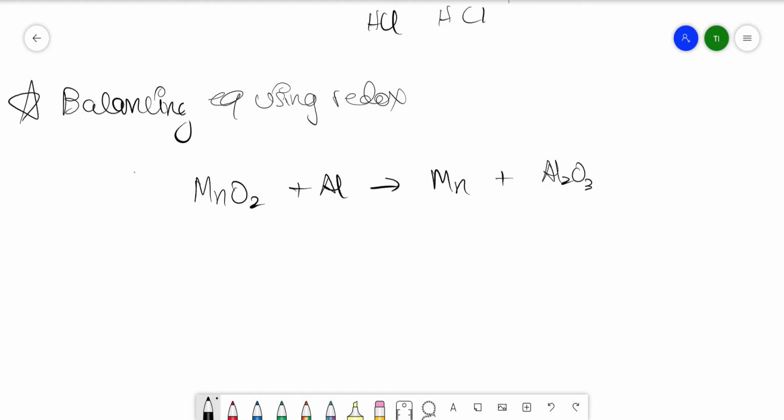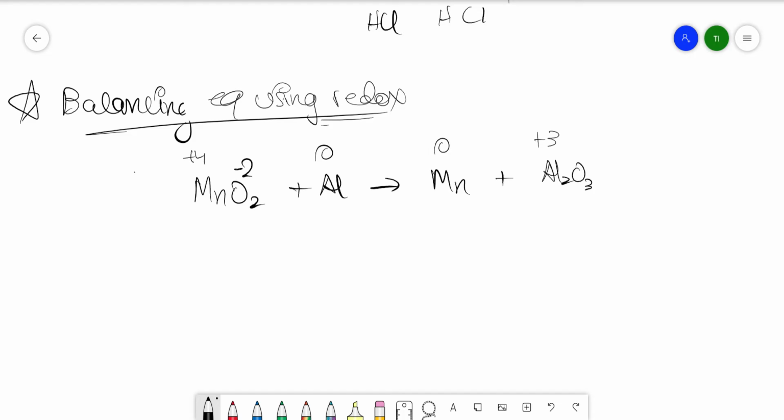So there's a perfect way of doing this, and that is by using redox, finding out the changes in oxidation numbers. So how would you do it? First find out the oxidation numbers of each element in the reaction. For oxygen it's always minus 2, right? And for manganese here, because the charge is 0, it'll be plus 4. Aluminium is by itself, so that's 0. Manganese becomes 0 and aluminium becomes, so 2 into minus 6 divided by 2, that is 3, so this becomes plus 3.